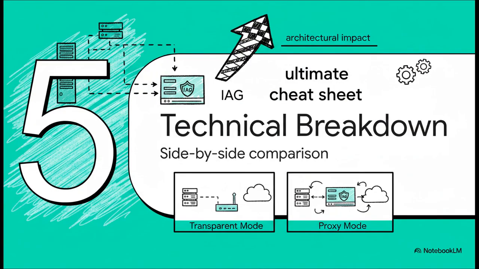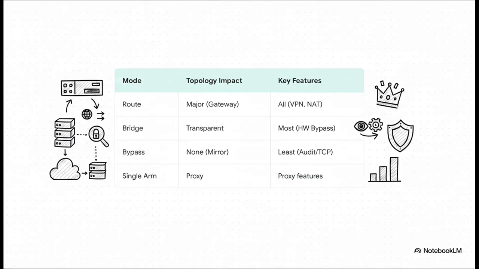Let's pull this all together in Section 5, our side-by-side technical breakdown. Consider this your ultimate comparative cheat sheet. Got a high impact tolerance? Well, route mode gives you everything. VPN, NAT, routing, because it replaces your gateway. Need stability but still want inline control? Bridge mode is your sweet spot, offering a minor footprint and hardware failsafes, sacrificing only the routing extras. And for absolute zero impact, bypass mode touches absolutely nothing, relying entirely on a mirror port for strictly TCP-based auditing.